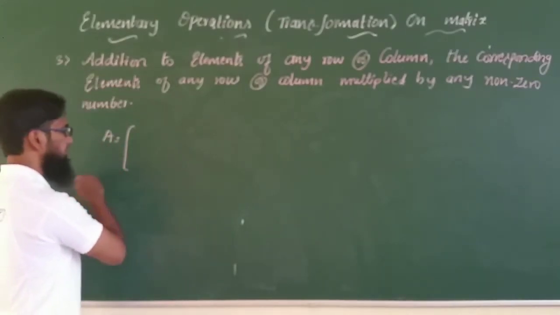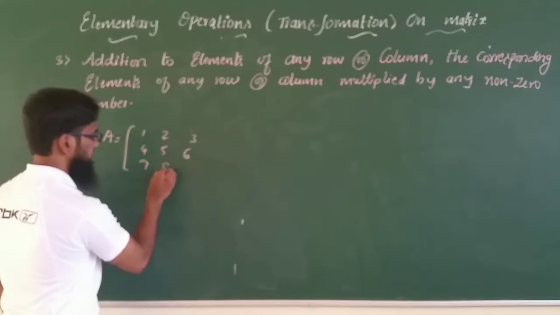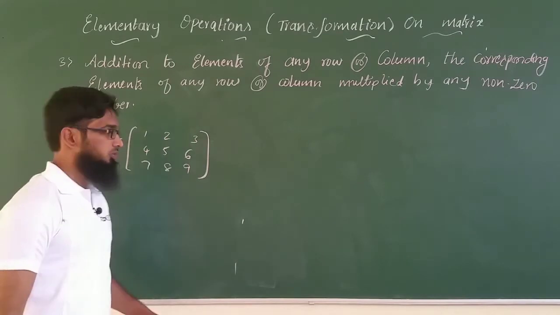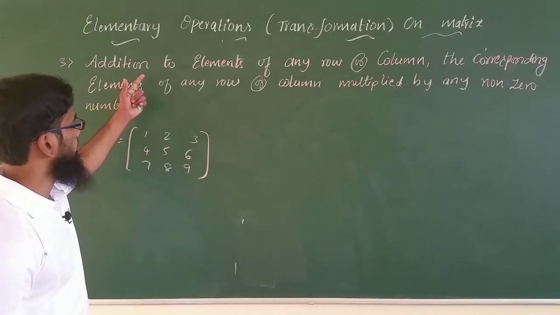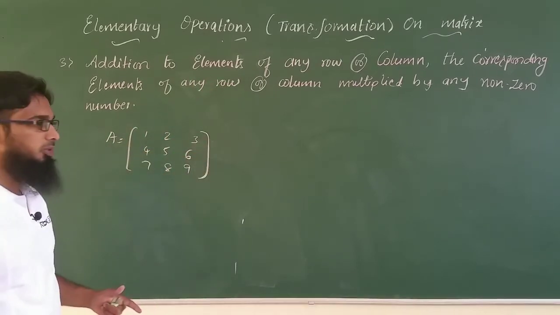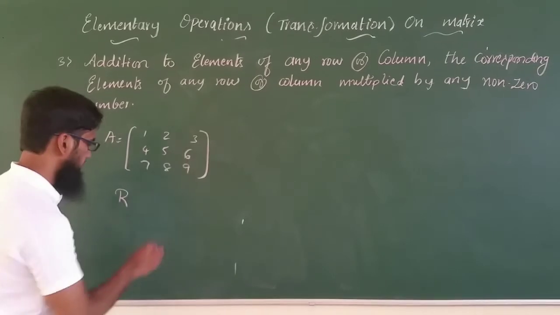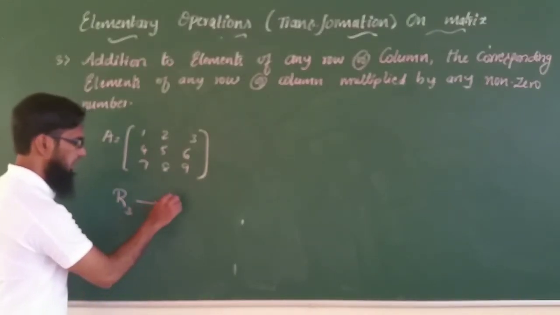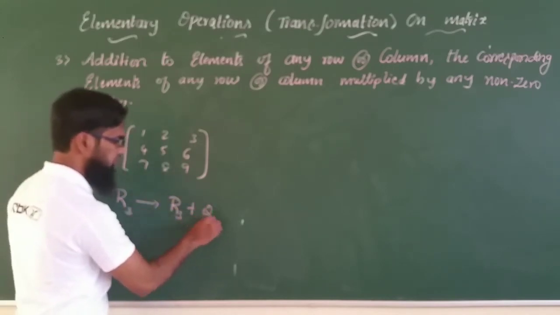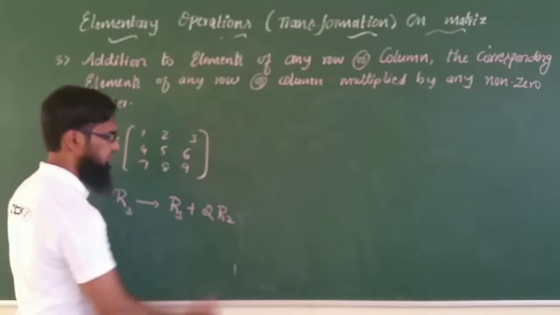Suppose I am taking the matrix A is equal to 1, 2, 3, 4, 5, 6, 7, 8, 9. This is the matrix we have taken. Now according to this operation, suppose I have to change the elements of R3. We can add to the R3 elements by multiplying a non-zero number for any of the other rows or columns. I can take R1 or R2.